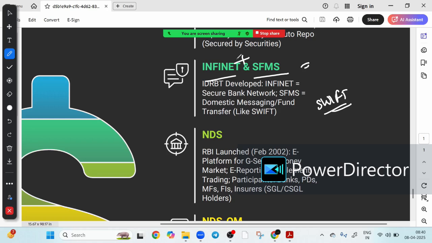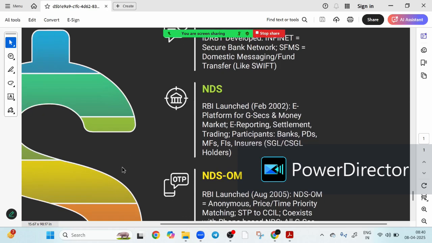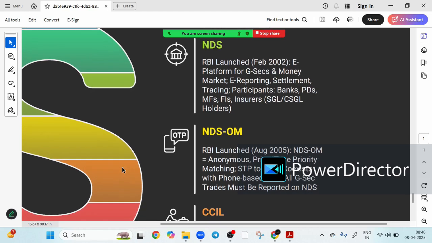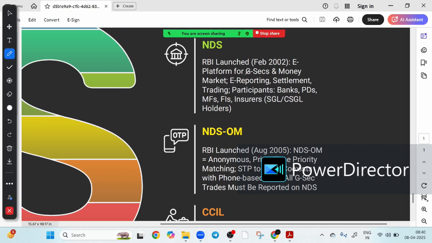Now let's switch our focus to the NDS. What is NDS? Negotiated Dealing System. So this was launched in February 2002 by RBI. This is the online platform for trading in government securities and money market instruments. Yes, if you want to trade in government securities and money market instruments, this is the online platform. Banks, primary dealers, mutual funds and other financial players use NDS, right? Why do they use NDS? For issuance, right?